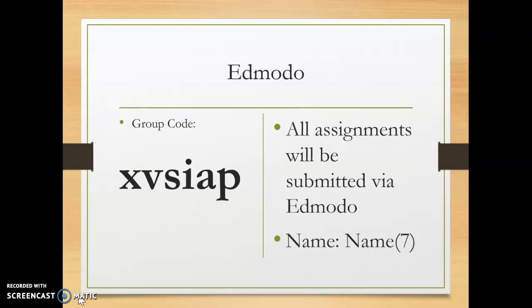Edmodo. The Edmodo code for the class is on the screen. I need you to change your name on Edmodo. On your last name, so for me it'll be Patterson, and the period that I'm in needs to be in quotation marks, not in parentheses. So I would be Brian Patterson 7 if I'm in 7th period. If I had 2 periods of work-based learning, it would be Brian Patterson parentheses 6 7 close parentheses.